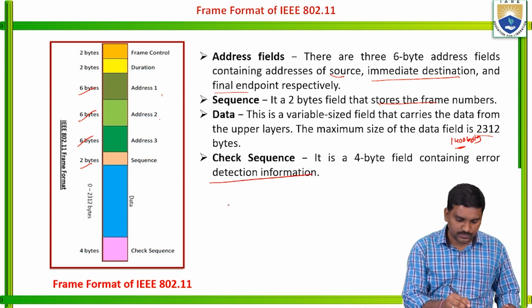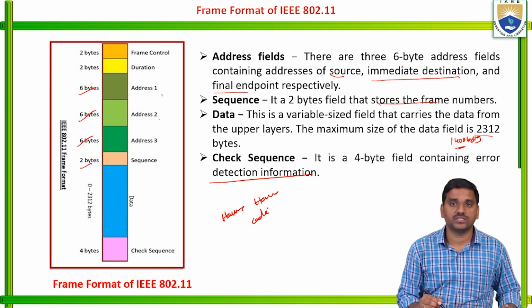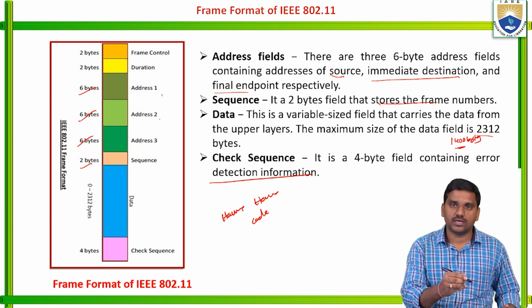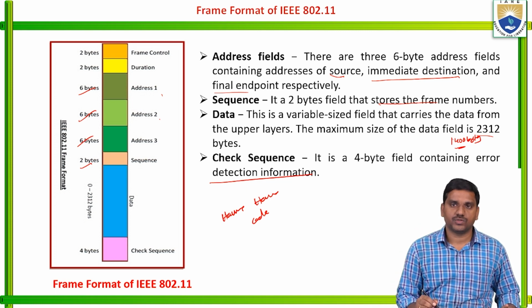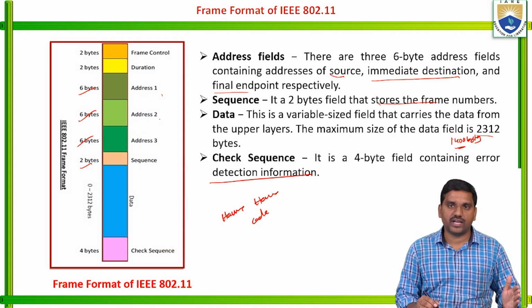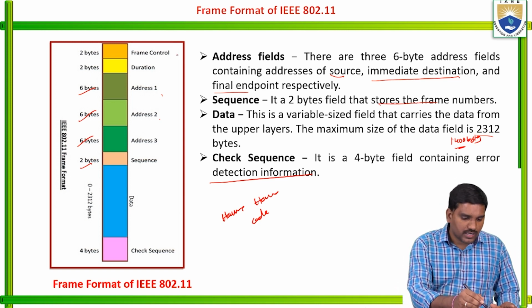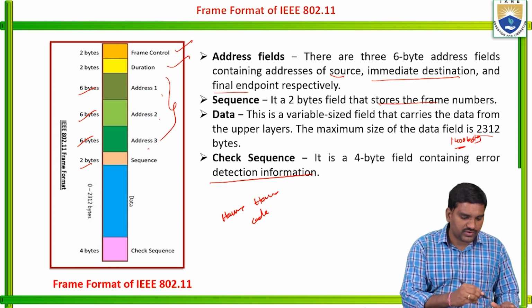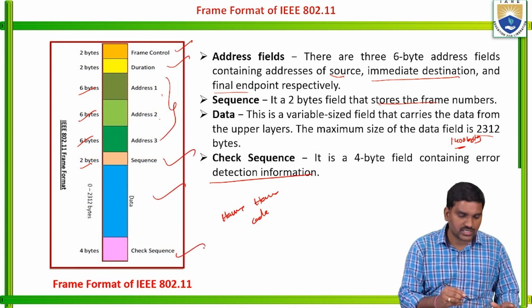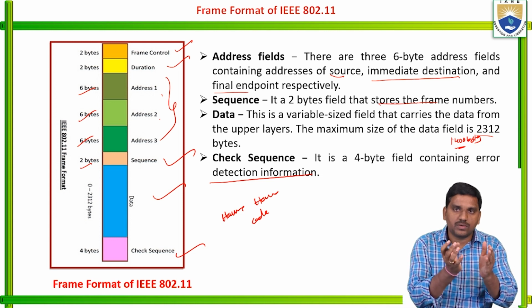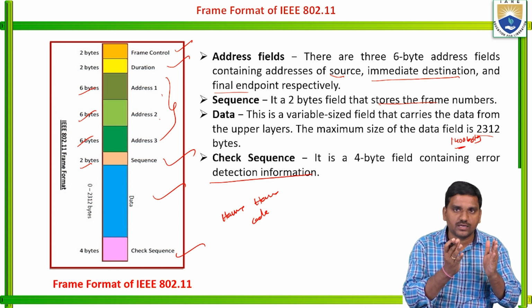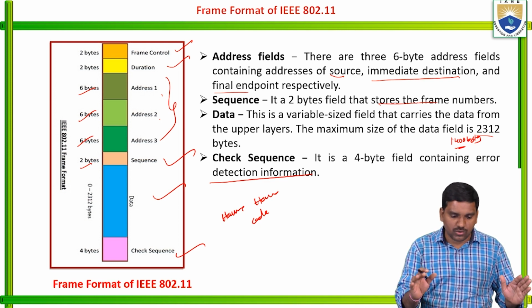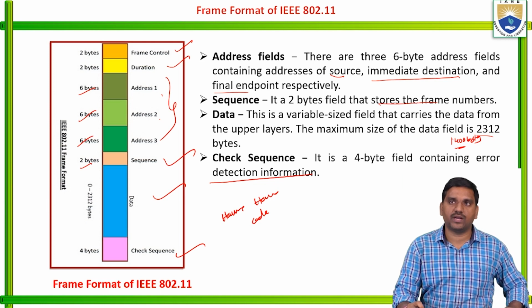Error detection means we have error detection codes in communication, such as Hamming codes. These are the error detection codes available in digital communication. So this is the frame format of IEEE 802.11, starting from frame control, duration, address fields, sequence, data, and check sequence, along with how many bytes each occupies to store the information and process the request.